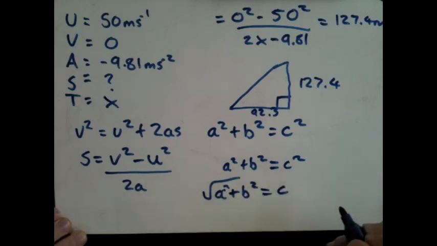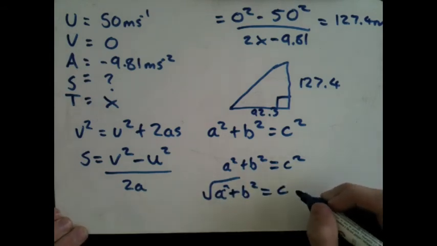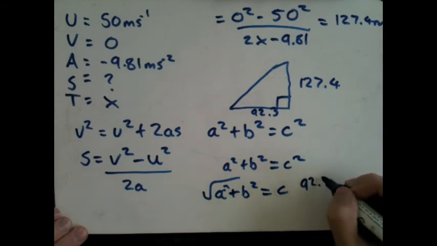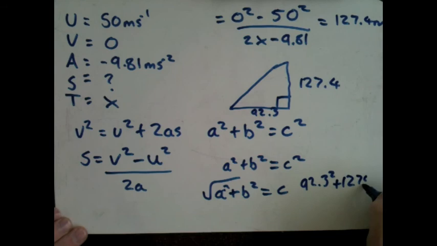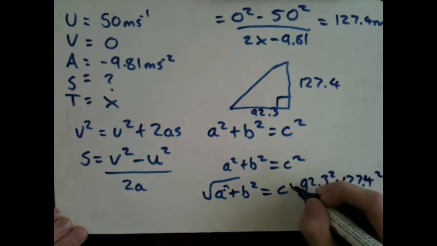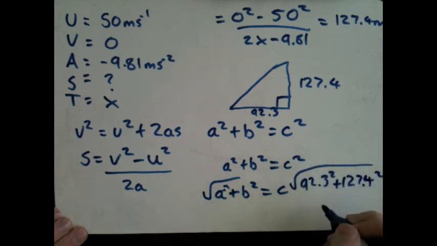Plug in our numbers: 92.3 squared plus 127.4 squared, square rooted, which equals 157.3 meters.